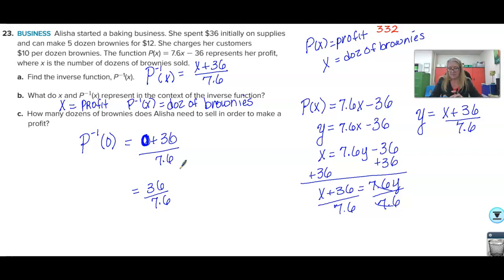36 divided by 7.6 is, whew, that's one of the more irrational things, I think. It's taking up the whole screen. All right, so we've got 4.7. I don't think she wants to sell 4.7 dozens of brownies, because she probably wants to sell whole dozens. So when she sells 4, she's still going to be in the red. And then when she sells that 5th dozen, she'll be in the black.